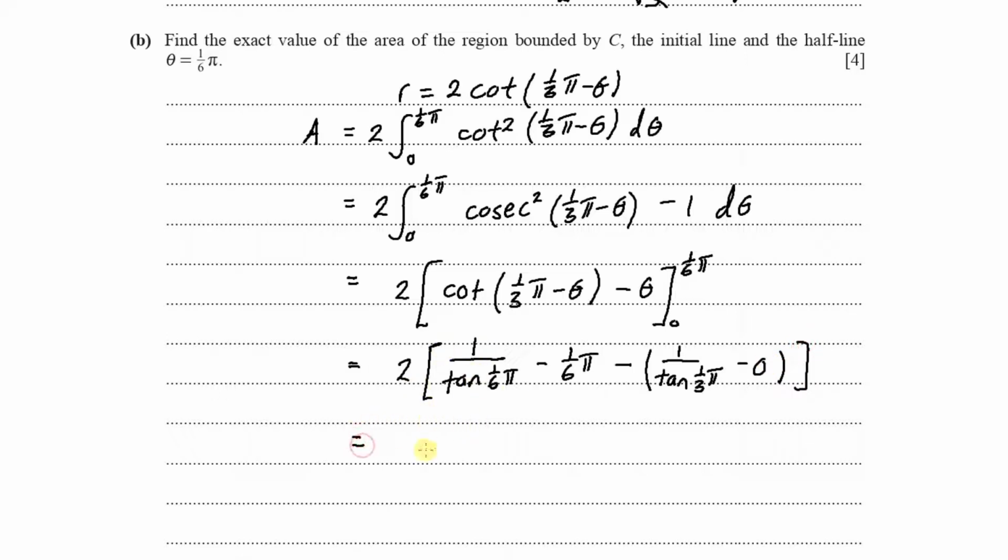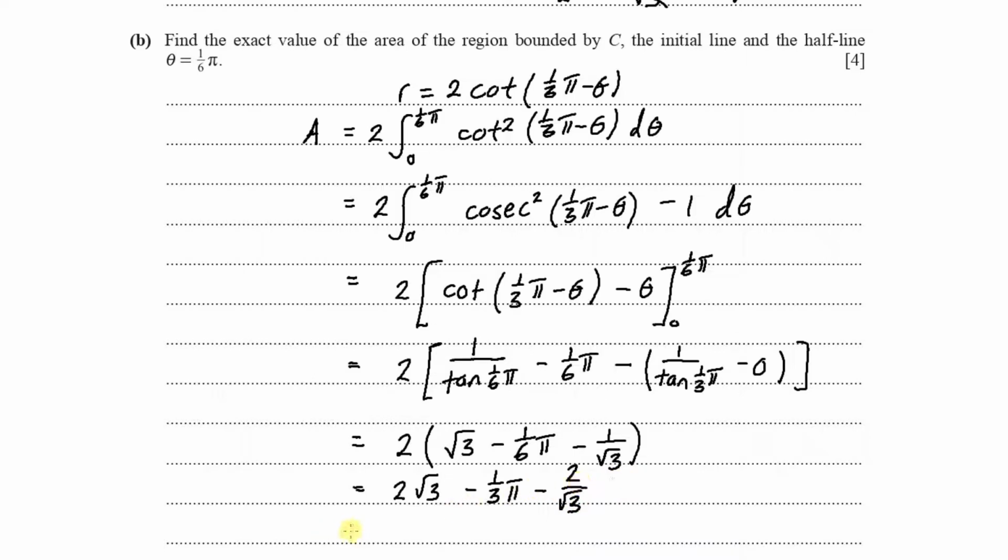So we can simplify this a little bit more. Tan of a 6th pi is like 1 over root 3. So 1 over 1 over root 3 is like root 3. So this thing gives us root 3, and multiplying it by the 2 that's outside. So we have root 3 here, and that's minus a 6th of pi, and that's minus tan of a third pi is root 3. So that's minus 1 over root 3. So that's as good as 2 root 3 minus a third pi, and that's minus 2 over root 3.